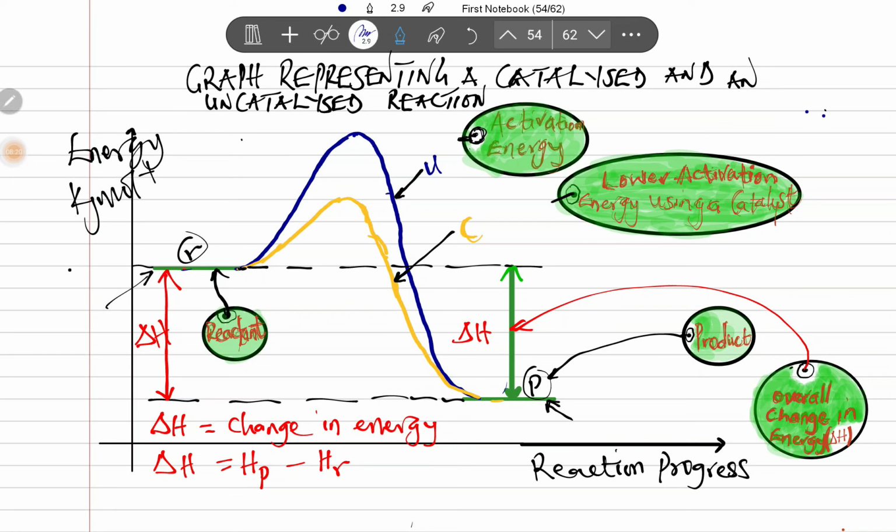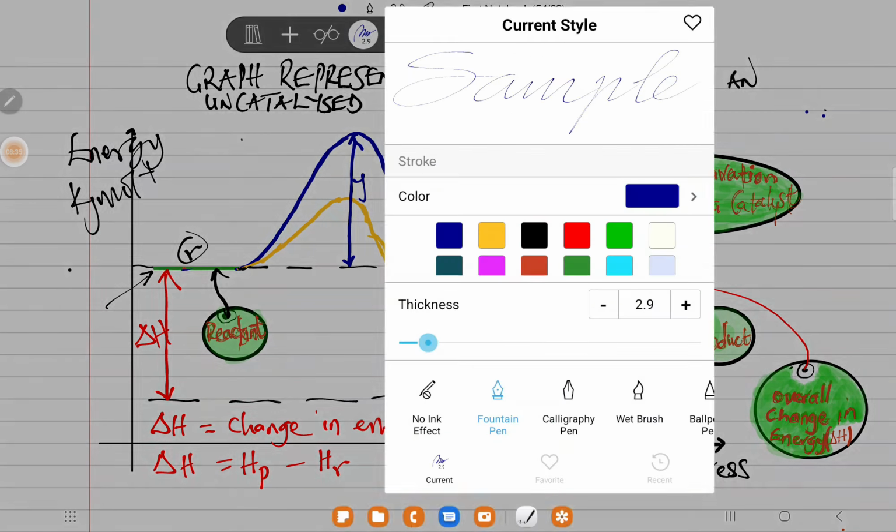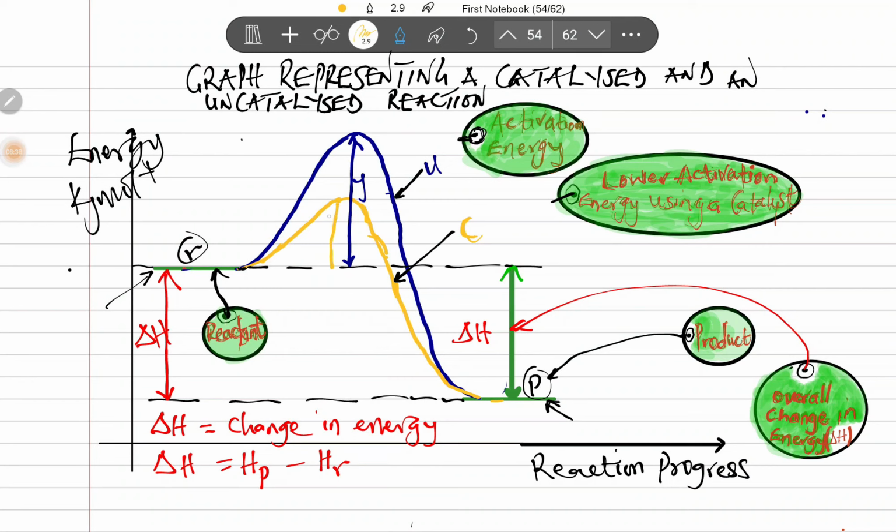And so the activation energy for the uncatalyzed reaction is expressed as the line Y, while the activation energy for the catalyzed reaction is represented by line X. And as you can see, the effect of the catalyst is obviously showing in this reaction profile. The catalyzed reaction has a lower energy profile, while the uncatalyzed reaction has a higher energy profile.